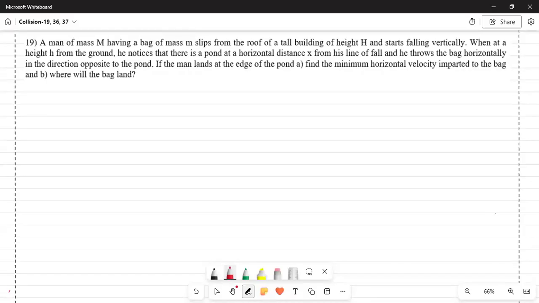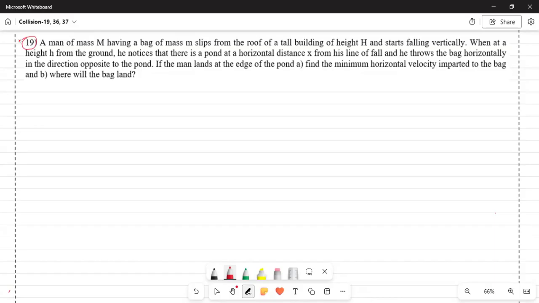Today, we come to the chapter of collision. Once again, we shall solve some problems of your textbook of C Verma. I'll straight come to problem number 19, because the problems before this are too preliminary.